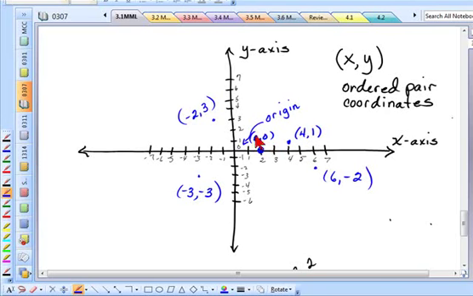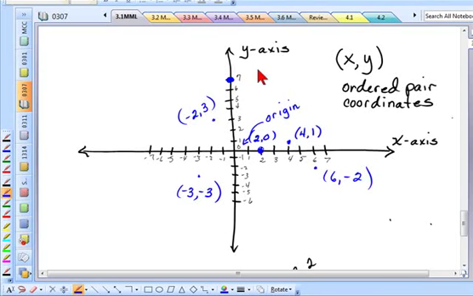But that is, well, let me see if I can write it better. Okay, because from the origin I went 2 to the right, but I did not go up or down. That left me on the x-axis. What about this point? What would the coordinates of that point be?